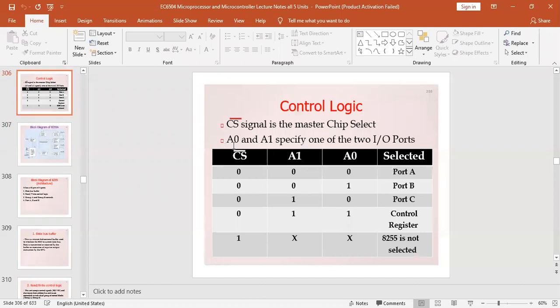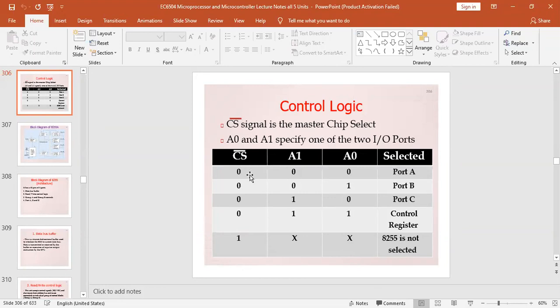Likewise, with this CS bar, we select the address using A1 and A0. Using A1 and A0 with this chip select pin, we select the particular ports. See here, for all the values my CS pin is 0, except for the last one. If my CS pin is 1, whatever value we give in A1 and A0, it will not select the particular port or the control register. It will not select anything if the CS bar pin is 1. So take care that the CS bar pin is always 0.